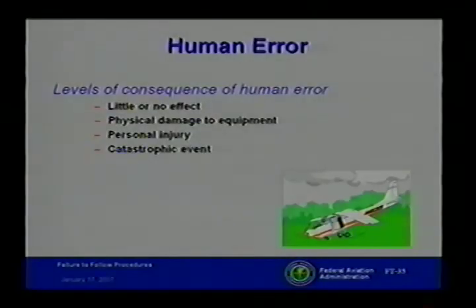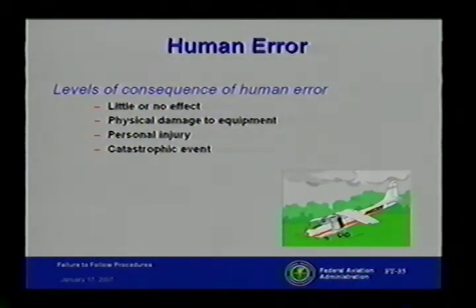The levels of consequence of human error range from little or no effect to physical damage to the equipment, personal injury, and a catastrophic event. We want to keep the level of consequence at the top one, little or no effect. Most of them we want to catch. That's why we have two sets of eyes in our maintenance field, where two sets of eyes go out after a maintenance item has been done, that either somebody helps you look at it or an inspection item is required to be performed.